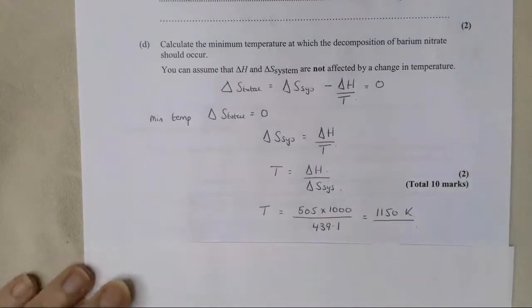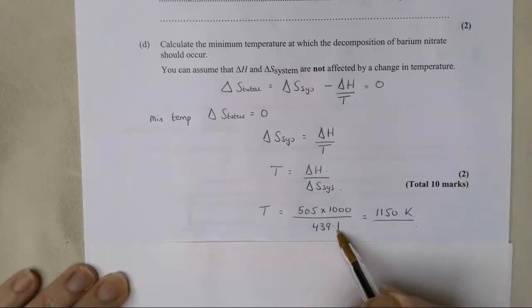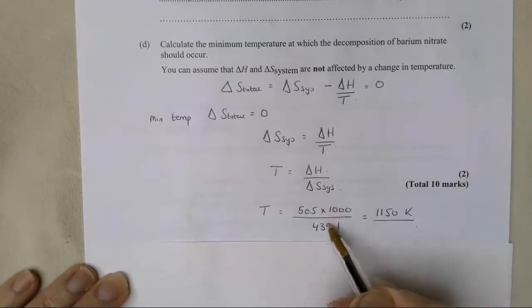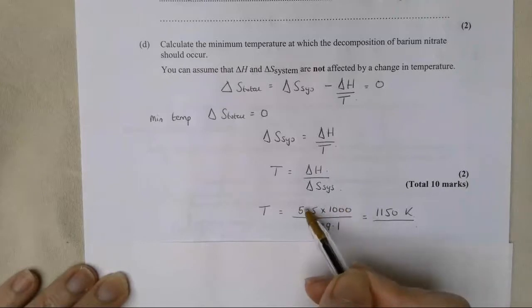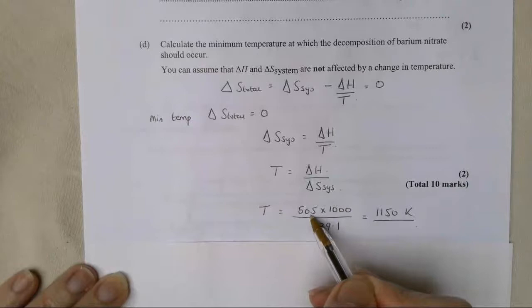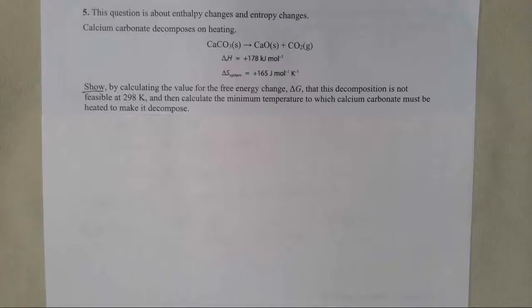Now what I'm going to do is put my values in. Doesn't matter whether I change this value on the bottom into kilojoules or I change this value on the top into joules, but I've got to do one or the other. In this case, I've times this top value by 1,000 to change it into joules. And then I've got my answer of 1,150 Kelvin. In other words, I'd have to heat this above this value to make it feasible. So this is the minimum temperature at which it will decompose.